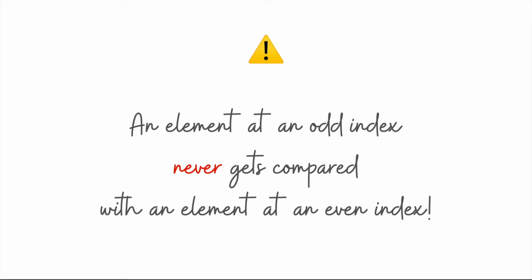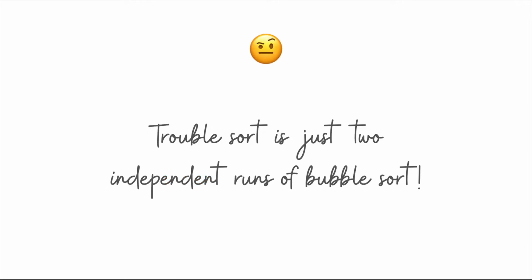Okay, if you've had a chance to think about this, you might have come to the conclusion that Treble Sort is essentially just bubble sort being run separately on the subarray that consists of the odd indices and separately on the subarray that consists of the even indices. So what's really happening is that you can think of Treble Sort as sorting the even indices separately from the odd ones and then putting them back together.